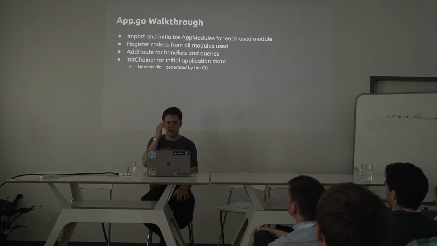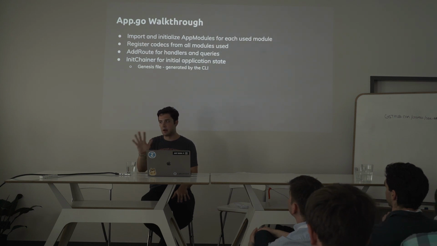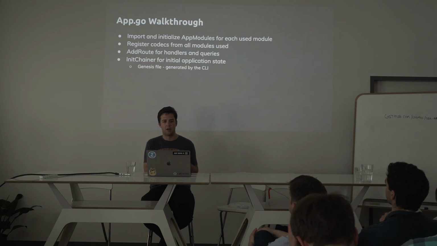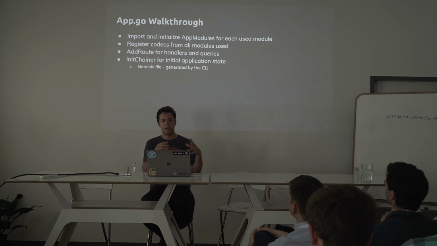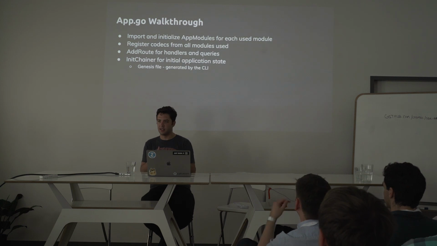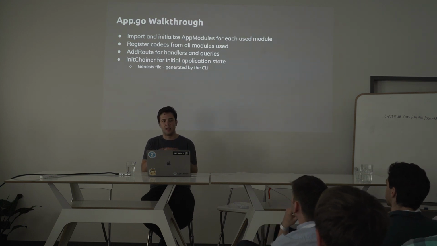I'm going to walk through that in a pretty great level of detail here, and please stop me with any questions along the way. So what do we do in app.go? We import and initialize all of our app modules, so that interface that we talked about earlier. We register all the codecs, we have all the handlers and queriers, and we wire those up together. And then for initial application state, there's something called the init chainer, which translates the genesis file, which is kind of like a list of accounts and then parameters and any transactions that need to get included in state initially, into state. We'll go through that in a little bit of detail as well.